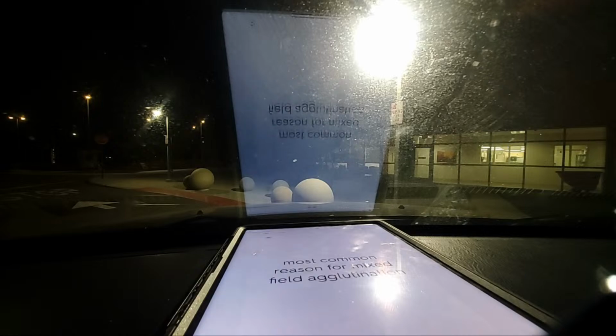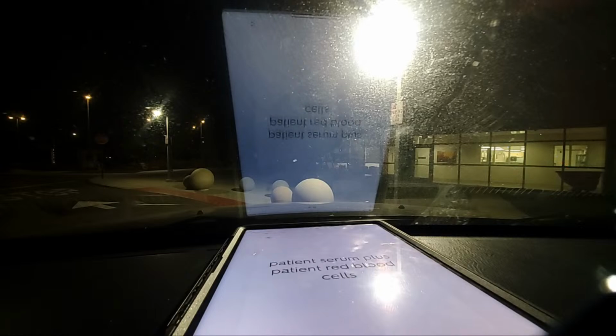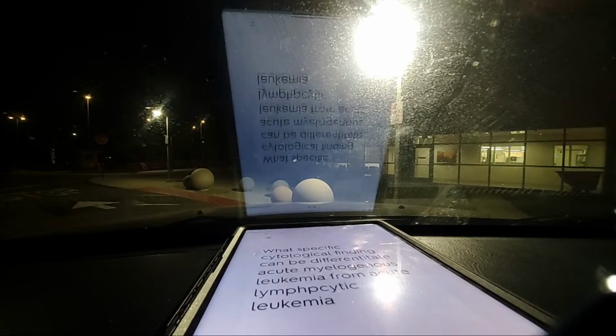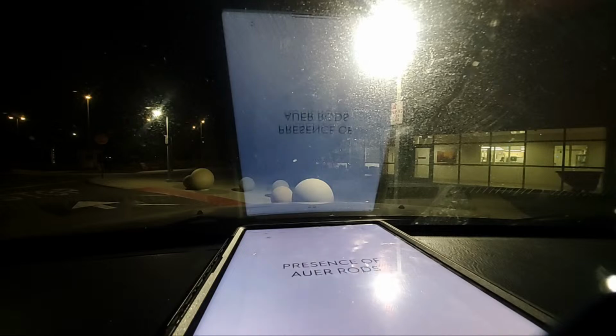Most common reason for mixed field agglutination. Dimorphic population of transfused red blood cells. What does the autocontrol contain? Patient serum plus patient red blood cells. Anti-C can be formed by persons with which genotype? R1. What specific cytological finding can differentiate acute myelogenous leukemia from acute lymphocytic leukemia? Presence of Auer rods.